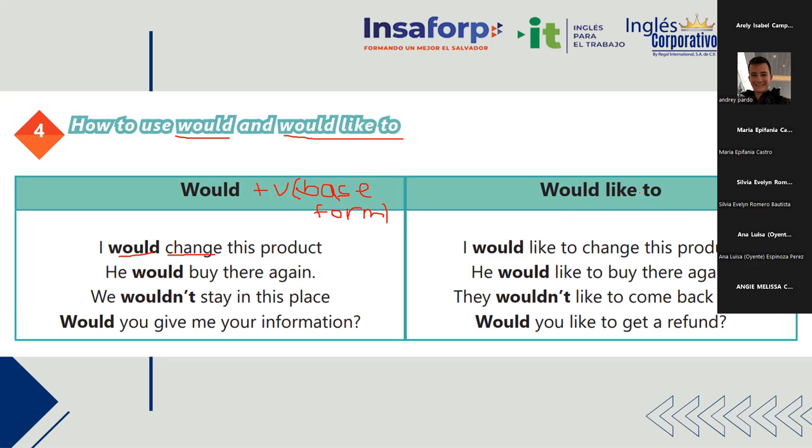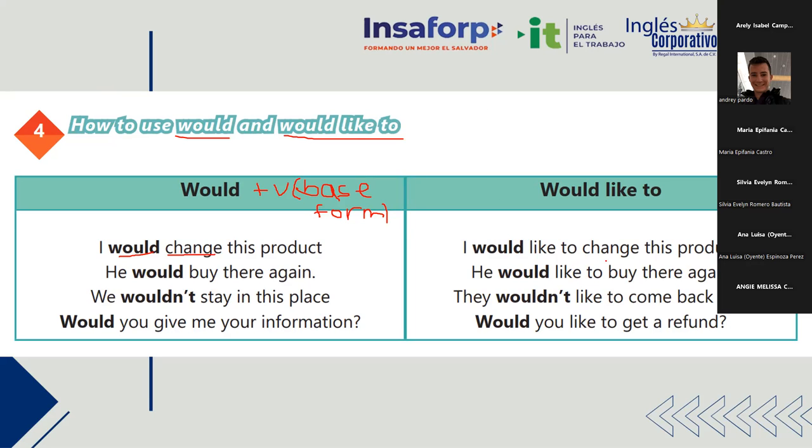Ahora, cuando usamos el would like to, ya la estructura es would like to. Entonces, ahí sí. A mí me gustaría. So check the difference. Here I'm saying, I would change. Yo cambiaría el producto. Pero en el otro, I would like to change. Me gustaría cambiar el producto. Right? Lo que me lleva la terminación ría sería like. Ya el otro verbo ya no. I would like to change this product. He would like to buy it again. Solo afecta, perdón, el would al primer verbo.